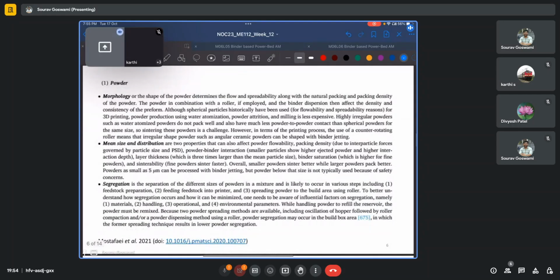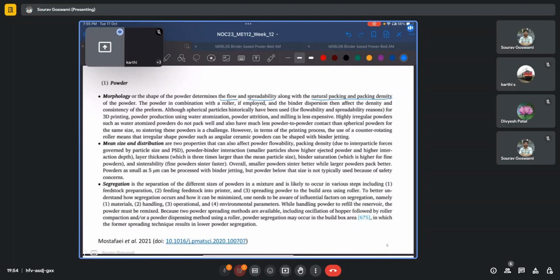Here are some of the major factors which affect the output of the process in terms of the final quality and properties of the built part. One is the morphology of the powder. This is something we have been looking at in all of the powder-based processes, which in fact determines the flow as well as the spreadability, and the natural packing and packing density.